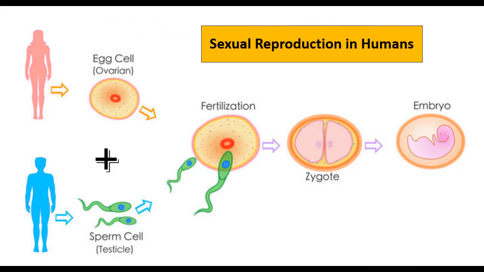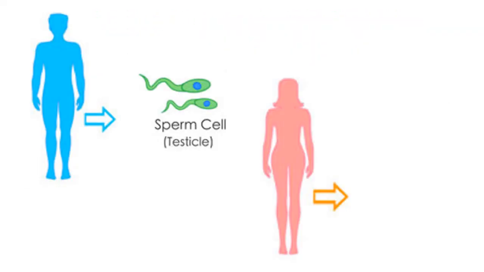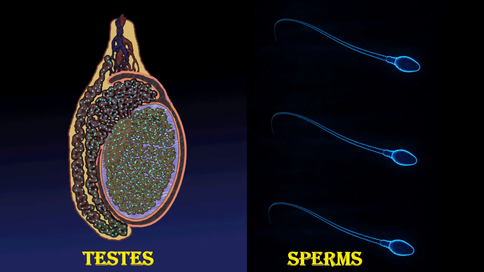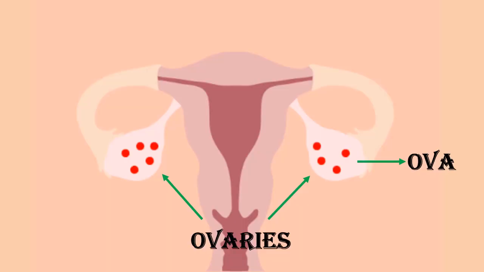Sexual reproduction in humans. In humans, the testes in males produce sperm, while the ovaries in females produce eggs. During fertilization, the sperm fuses with the egg, forming a zygote, which implants into the uterine wall. The zygote undergoes division, developing into an embryo. Over the course of 9 months, the embryo grows and receives nourishment from the mother through the placenta, eventually resulting in the birth of a new individual.